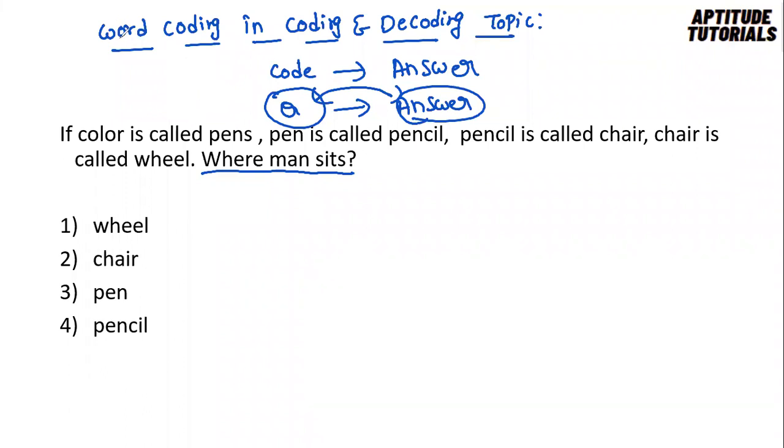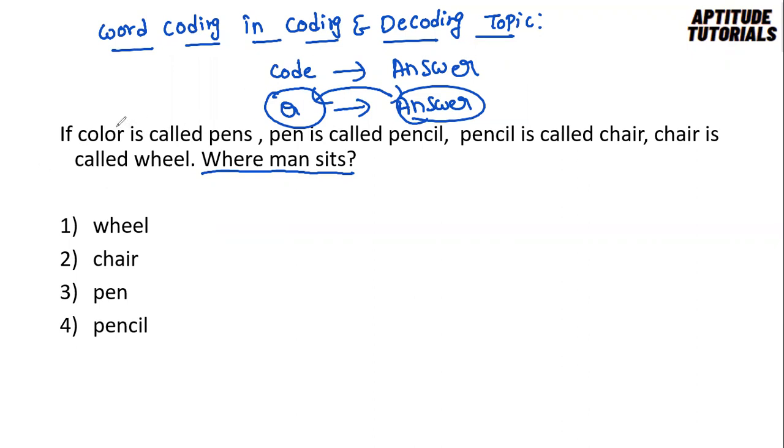So as the concept is word coding, in this coding and decoding concept, we have several methods like alphabet coding, number coding, symbol coding, word coding. So in this video, we are going to learn about word coding.